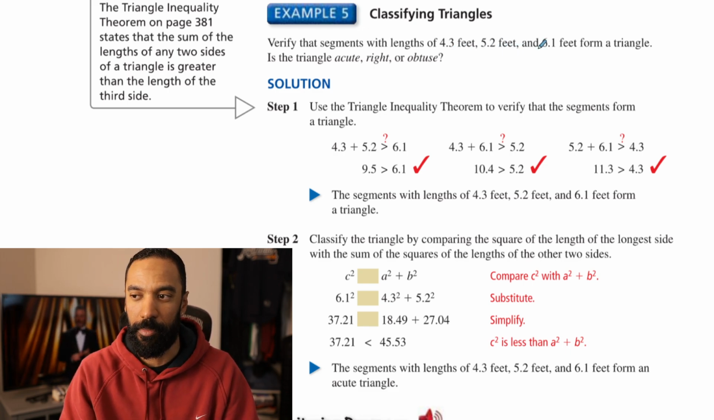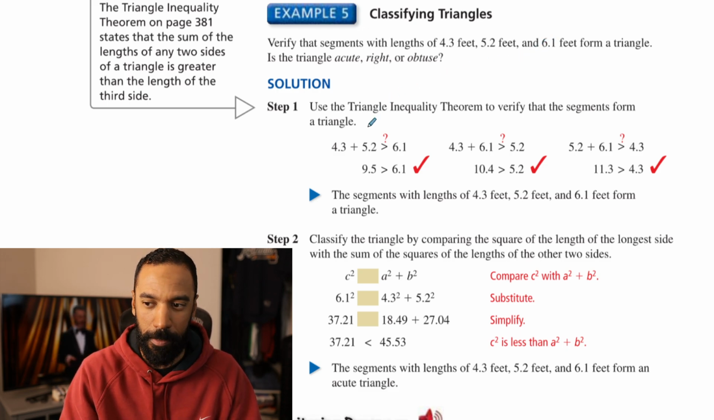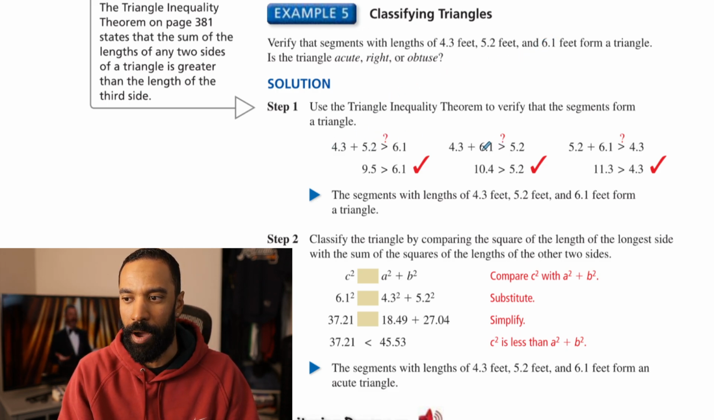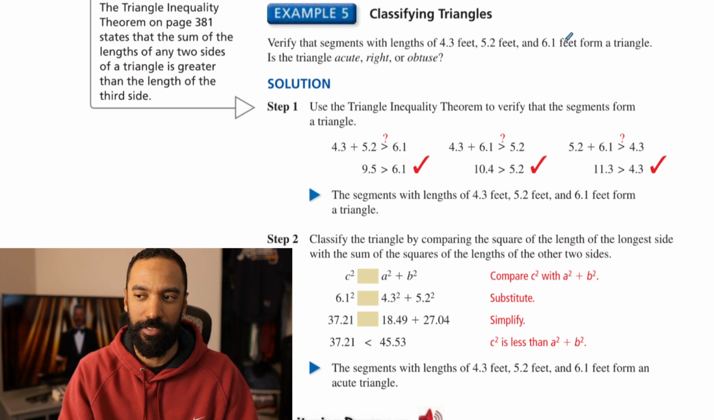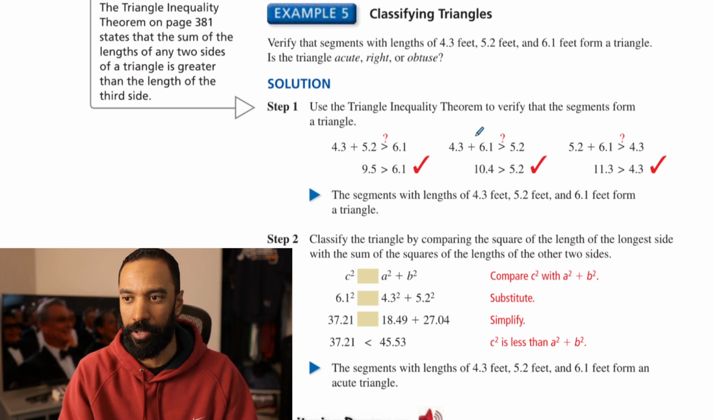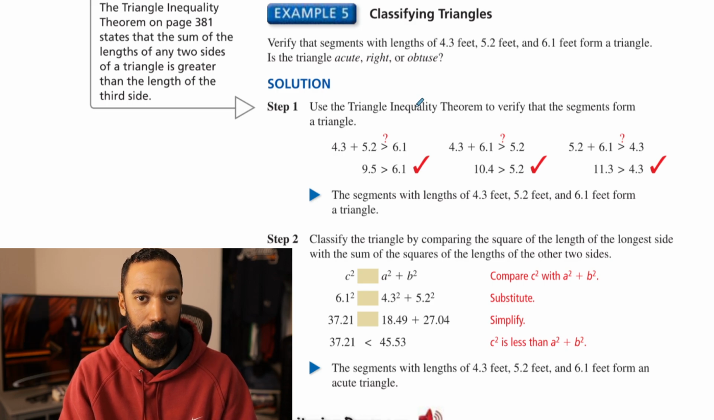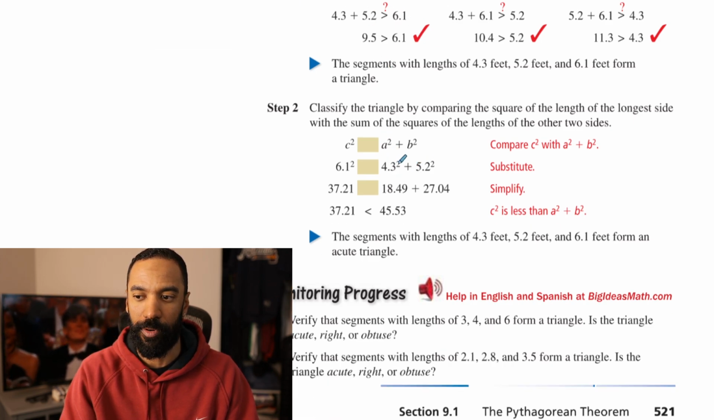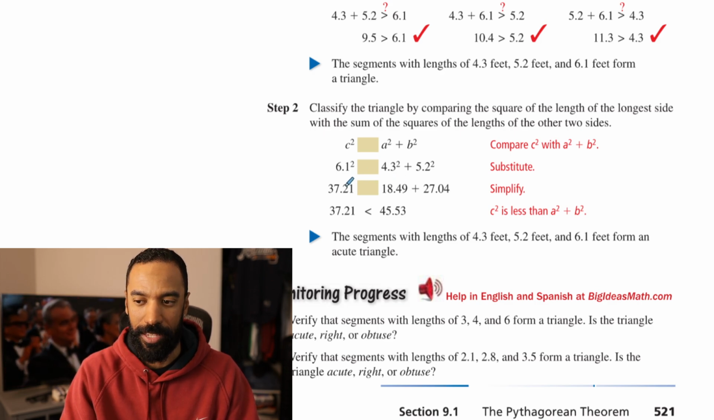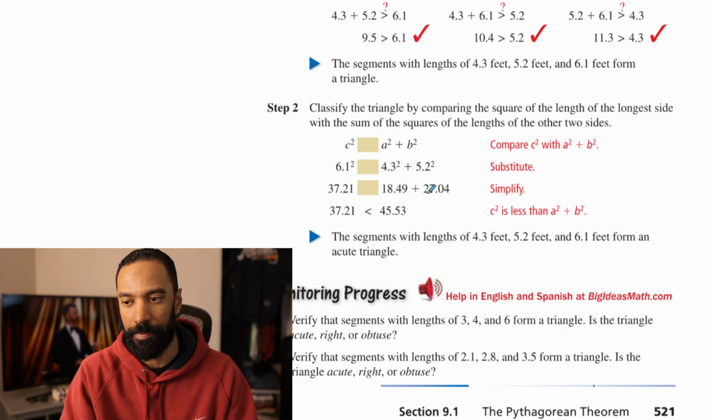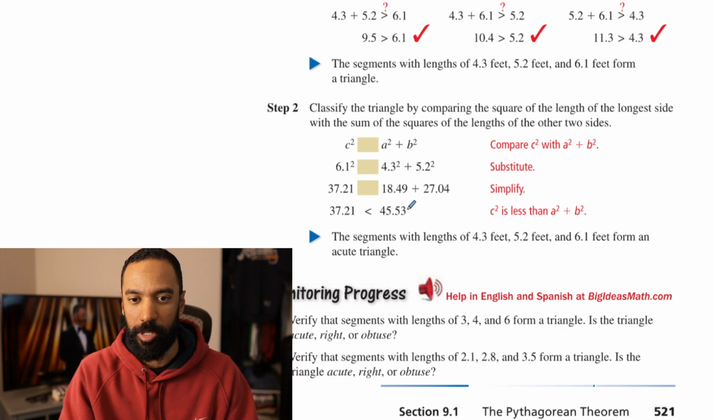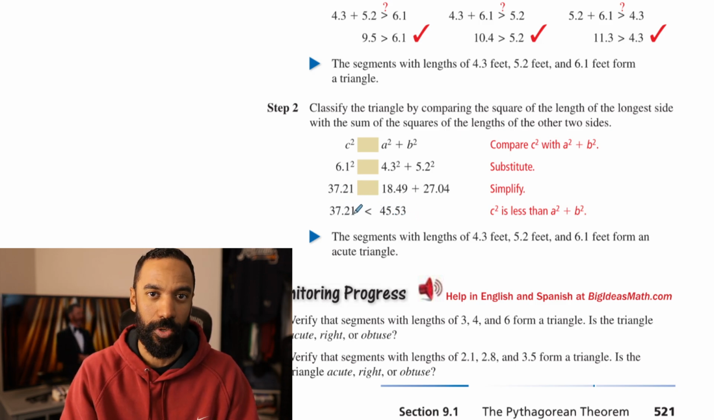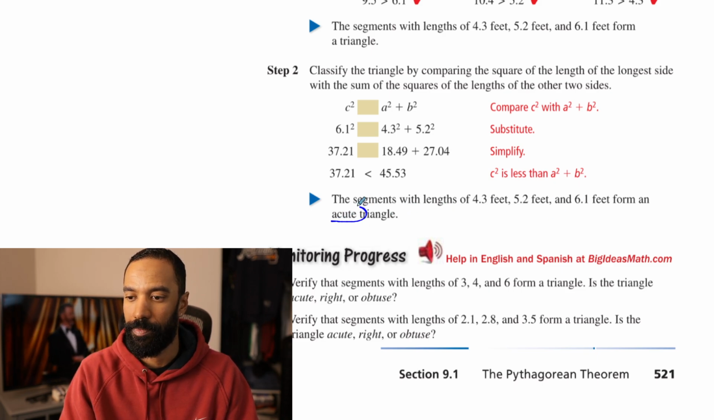So 4.3 plus 5.2 is more than 6.1. Therefore, this can make a triangle. I don't need to bother testing the other ones; if 6.1 is the longest side, there's no need to test that. So they at least form a triangle. Now, what kind of triangle? Let's try the two shorter sides, 4.3 and 5.2, square them, add them together, and see if they are more than, less than, or equal to 6.1 squared. They apparently are more than 6.1 squared. a squared plus b squared is more than c squared, and if that's true, we have an acute triangle. And that's what we have here.